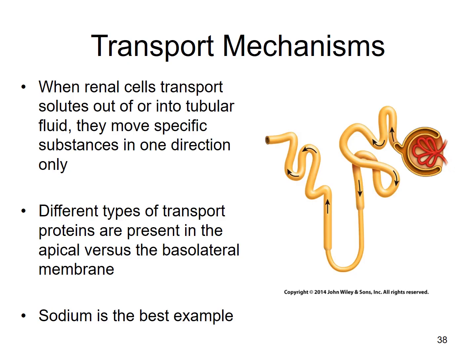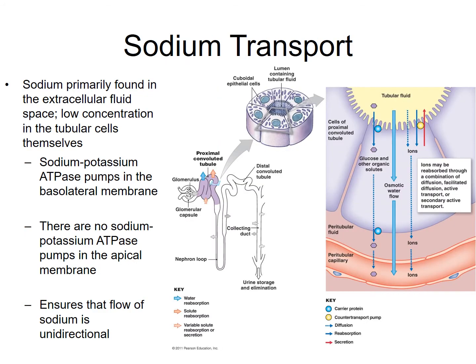When renal cells transport solutes in or out of tubular fluid, they usually move specific substances in one direction only. You're going to find different types of transport proteins in the apical membrane, which again faces the lumen, versus the basolateral membrane, which faces the peritubular capillaries. Sodium would be the best example of this. Sodium is primarily found in the extracellular fluid space. There's actually a low concentration in the tubular cells themselves.